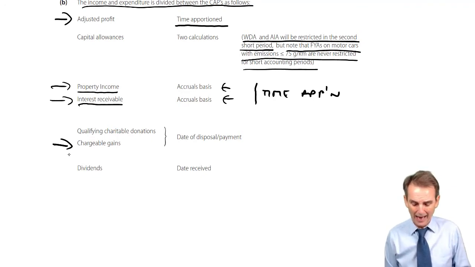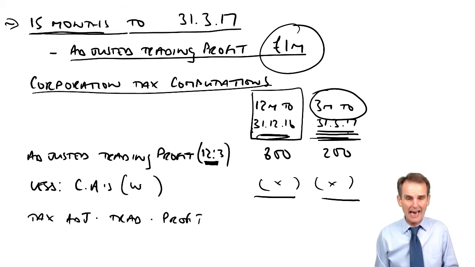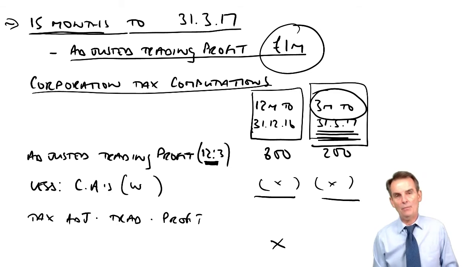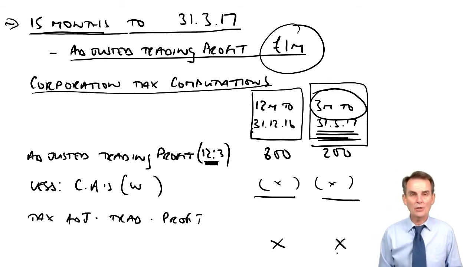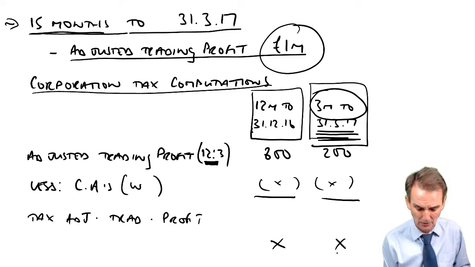Very simple basis. You will allocate any disposals of assets in your long period of account between the two chargeable accounting periods based on the date of disposal. So back in our example here of the 12 months to December 16, the 3 months to March 17, if you had an asset sold at any date in 2016, the chargeable gain would be included in the first of the two computations. If you had a disposal date in January, February, March 17, then the gain would go to the second accounting period. Very simple. You allocate the gains according to the date of disposal.